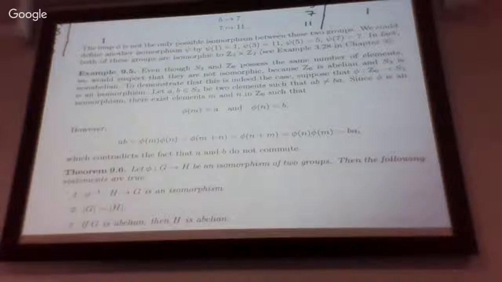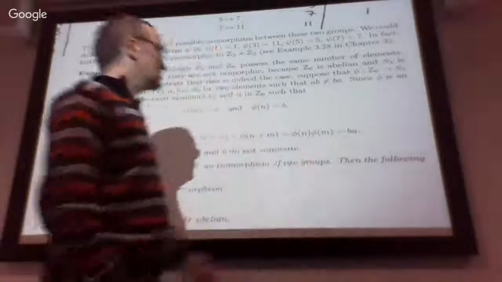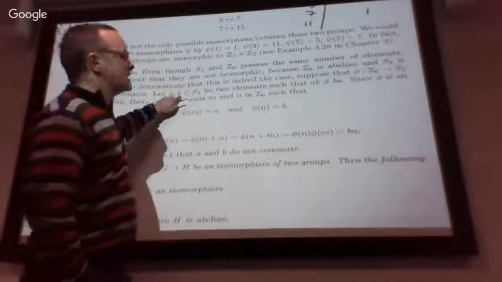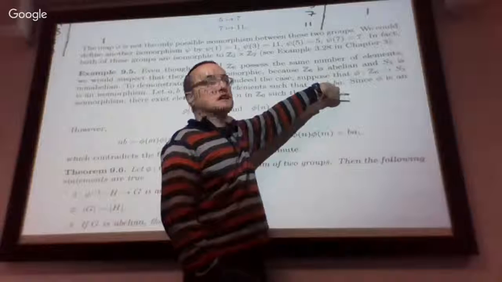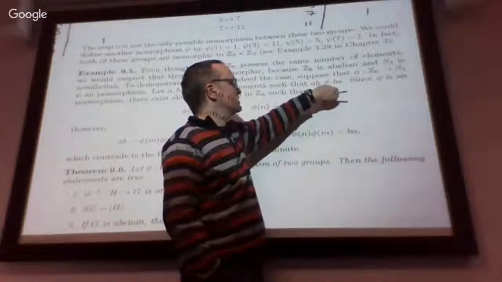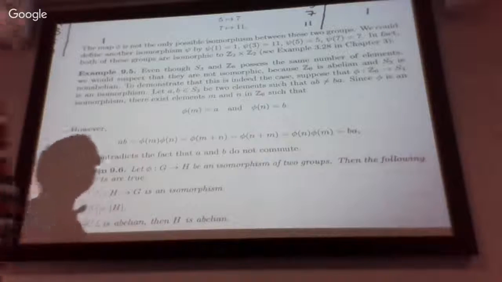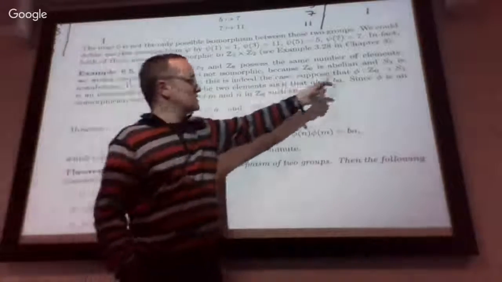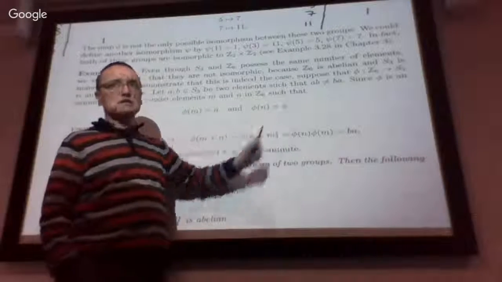So we suppose one of these bijections was an isomorphism. So suppose we have phi, which is an isomorphism. Then take a pair of elements A and B, which show the non-commutative nature of S3, the non-abelian nature of S3. So two elements A and B, such that when you multiply them, you get different answers. Well, phi is a bijection, going from Z6 to S3. So let M be the pre-image of A, and let N be the pre-image of B.